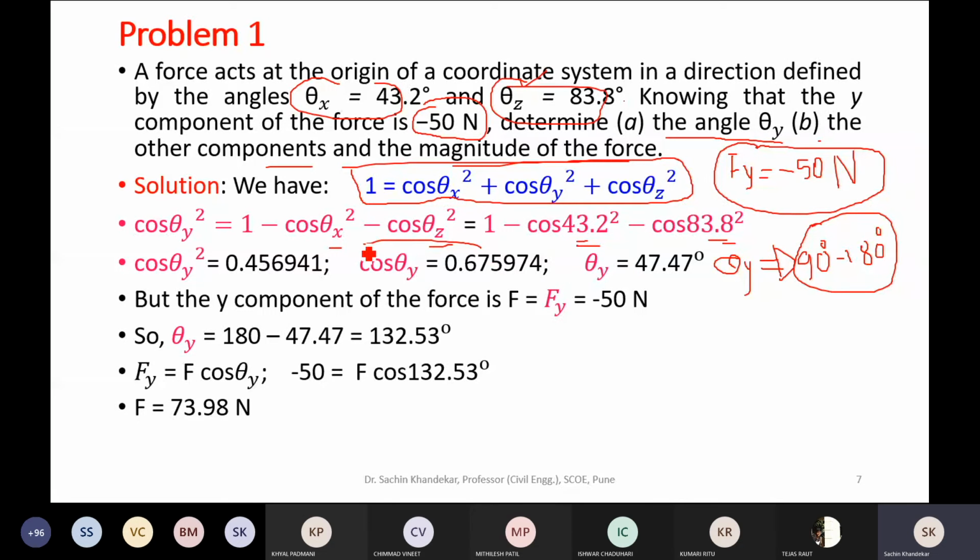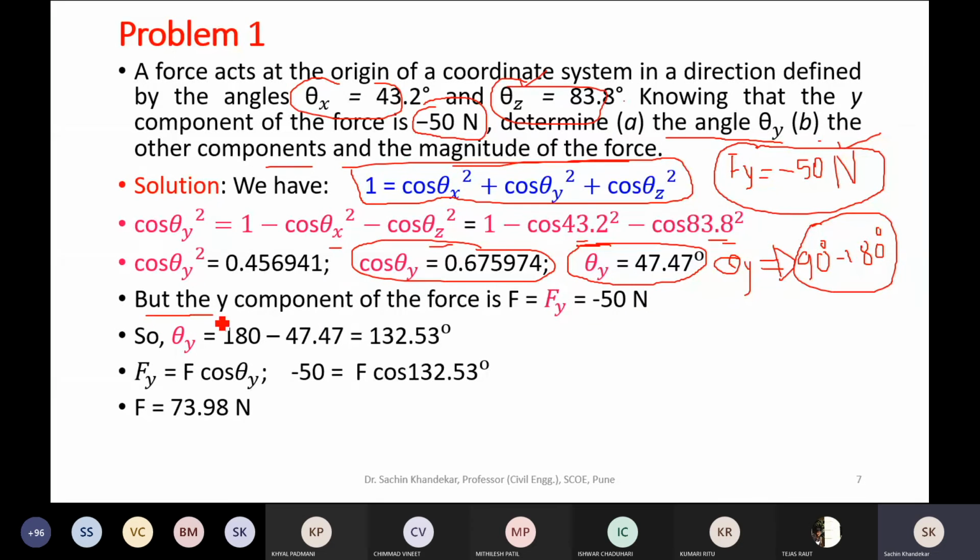Taking the cos inverse of this value on your calculator, you get theta y as 47.47 degrees, which is less than 90 degrees. But this is not our final answer. Please note that the value of Fy is negative. Negative means the range for theta y is 90 to 180 degrees.